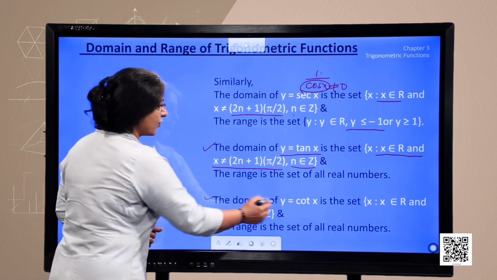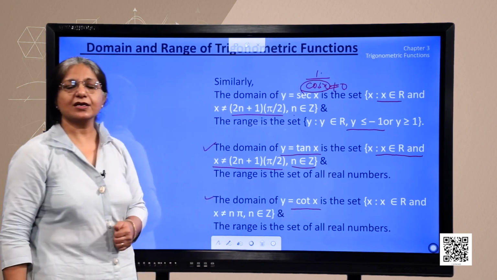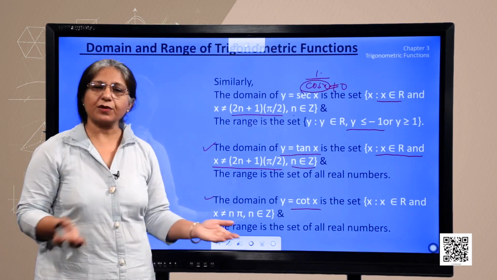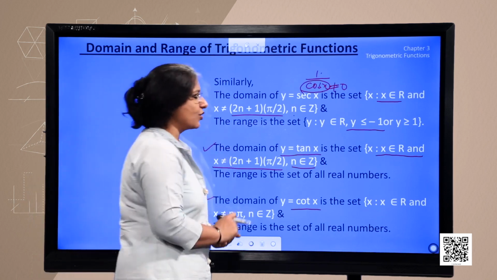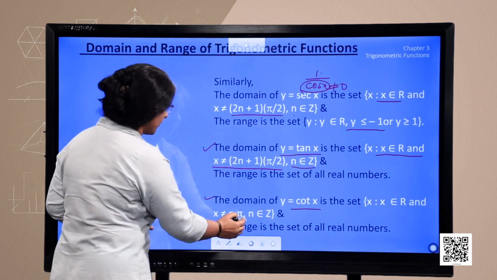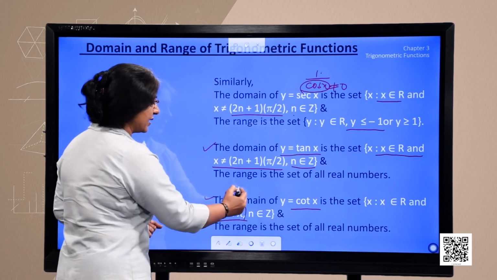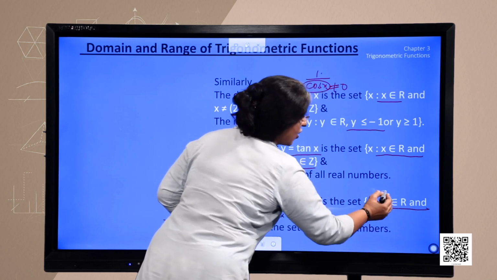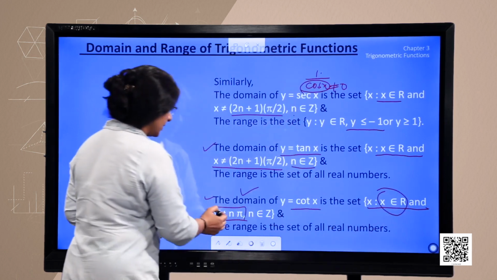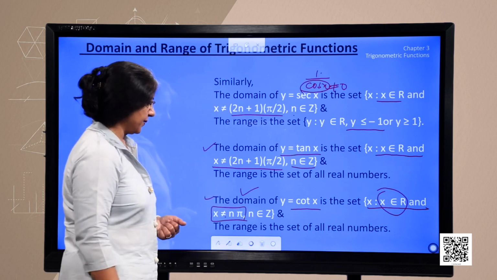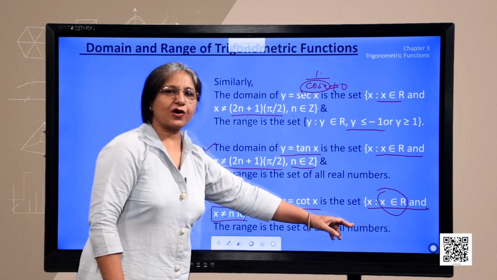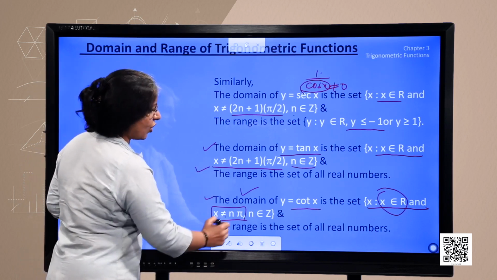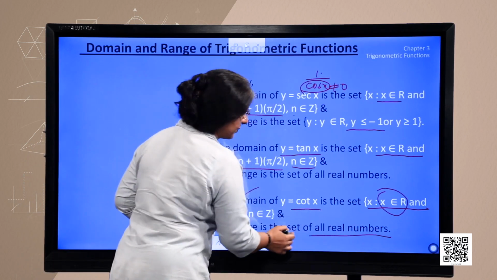Now, the domain of cot x. Cot x is cos x upon sin x, with sin x in the denominator. So, sin x should not be equal to 0. Therefore, x should not be an integral multiple of pi. While defining the domain of cot x, we can write it as a set of all x except x not equal to n pi. The range is the set of all real numbers. You can notice that the range of tangent and cot is all real numbers.